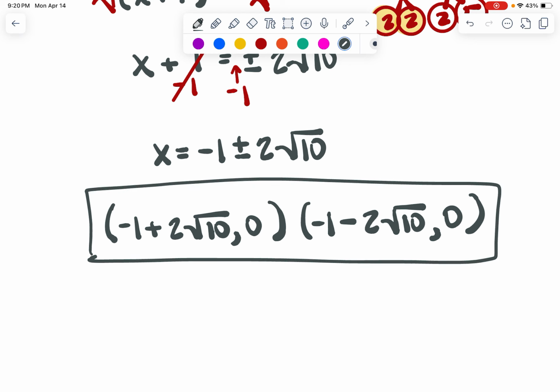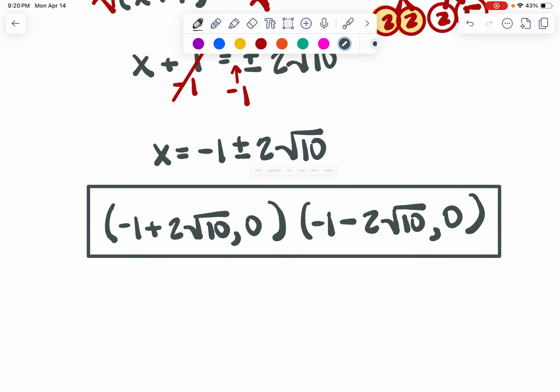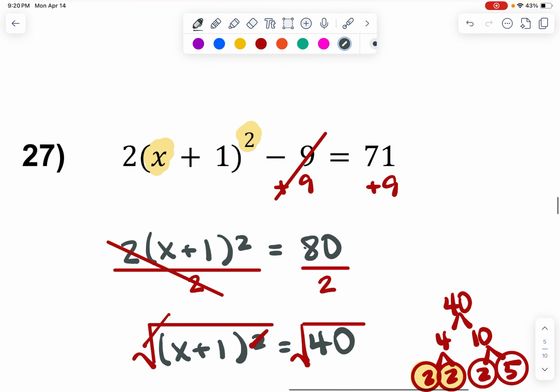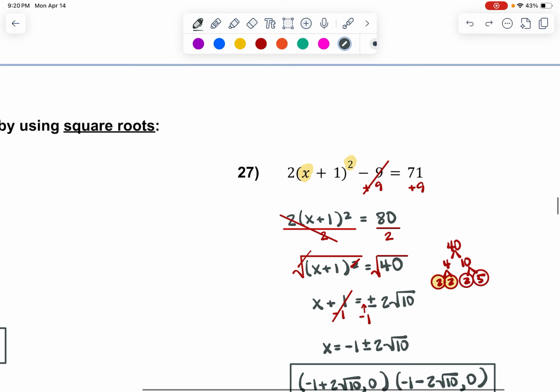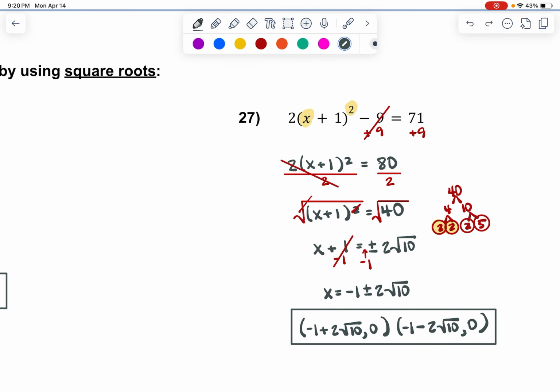And you could totally check that in Desmos, but it's kind of a pain for these because you would have to set these equal to 0, and, you know, it's just kind of a pain. So typically I would just trust my math there, but you can totally do that if you want to.